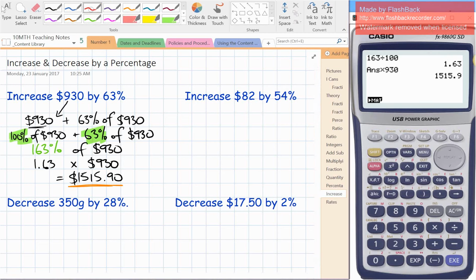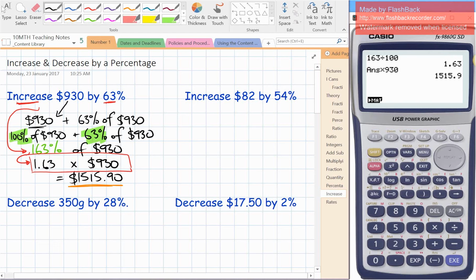So if we just have a look at what we're actually doing, when we increase by a percentage, we can actually go straight to this stage here. Increasing means we're finding 163% of the amount, and then we can just go straight to this stage here. So changing the percentage to a decimal, we can end up just with that one line there when we're increasing by a percentage.